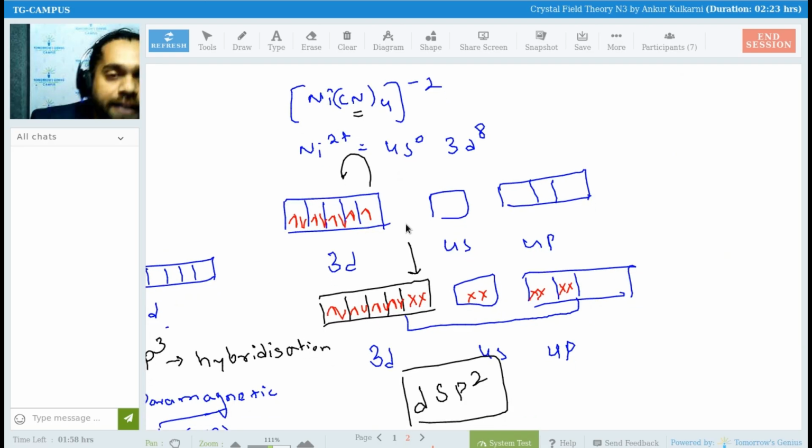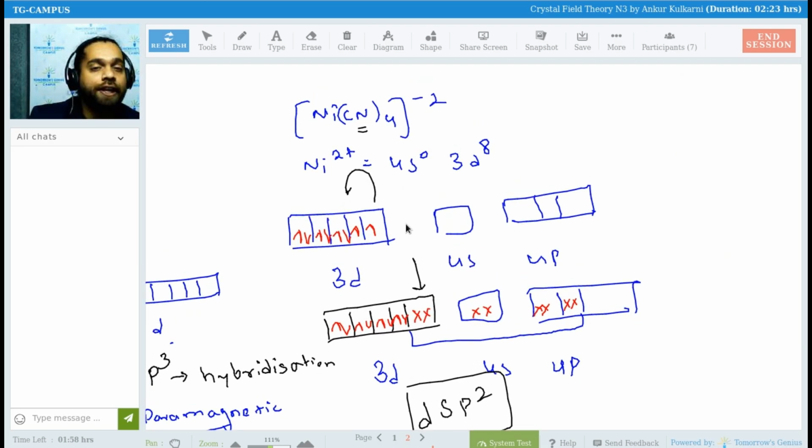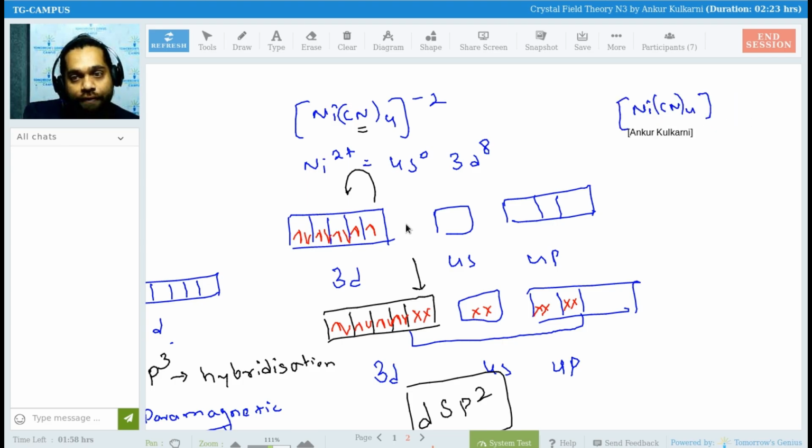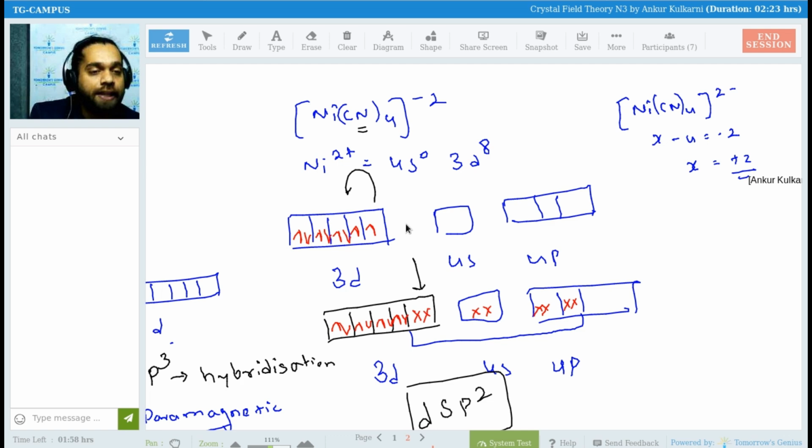Okay, we are doing Ni(CN)4 2 minus. First thing, what did we do? We calculated the oxidation state. This is, we have got Ni2 plus. Why? Because I have Ni(CN)4, 2 minus. So if I calculate the oxidation state, X minus 4 is equal to minus 2, X is equal to plus 2. So oxidation state same, plus 2. So from that we have got 4s0 3d8.